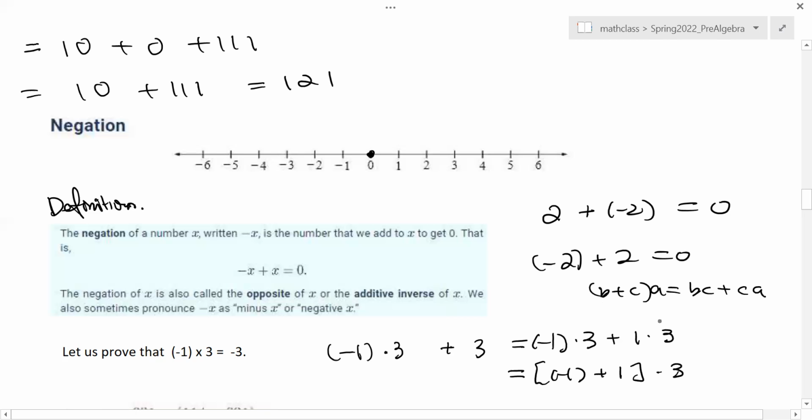Why? Because that's the definition of -1. So it's going to be 0 times 3. Now 0 times any number is going to be 0, right? We already set that. So it's 0. Therefore, the number -1 times 3, added to 3, is going to be 0. So by definition, -1 times 3 is going to be -3. It's from the definition, okay? So that is an argument.